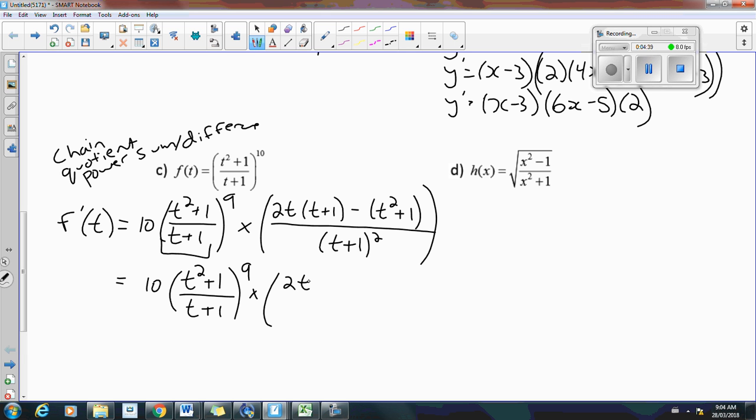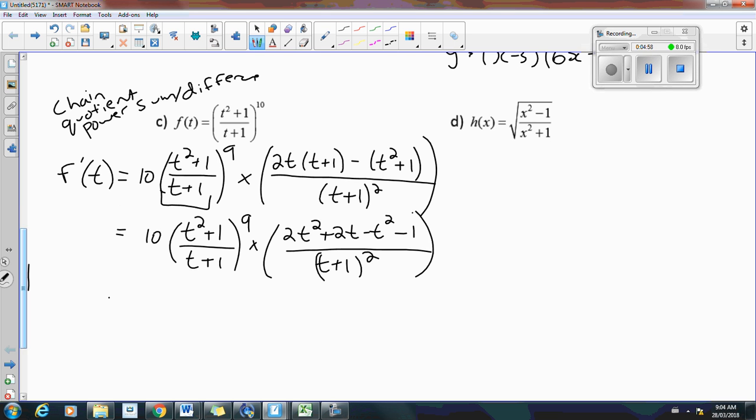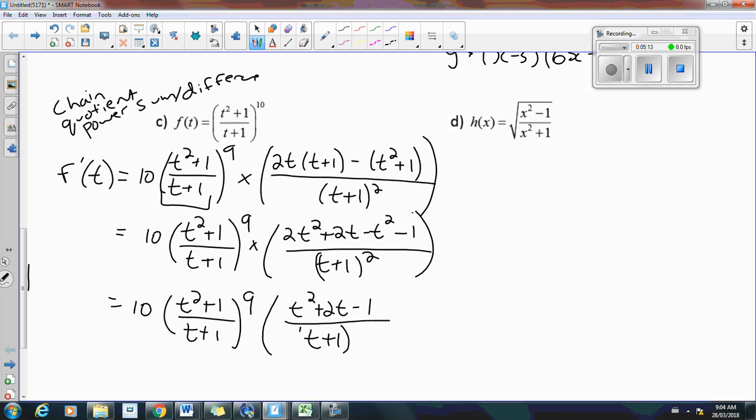This would be 2t squared plus 2t minus t squared minus 1, all over t plus 1 squared. And this in here equals t squared plus 2t minus 1 all over t plus 1 squared. You could leave it like this, or you could rearrange things a little bit. It's fine to leave it this way.